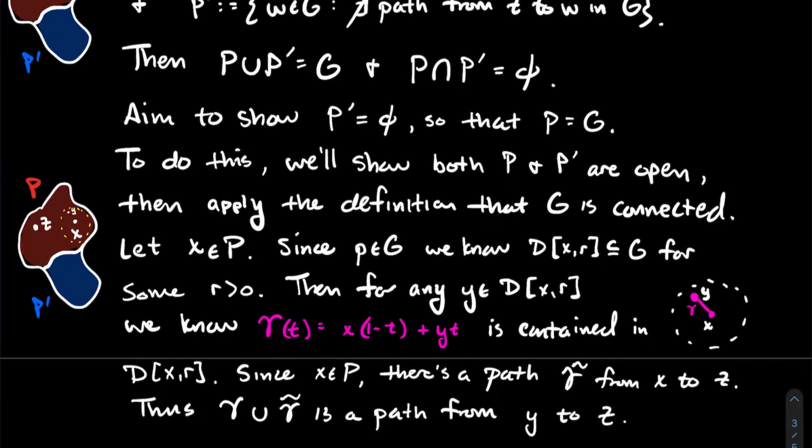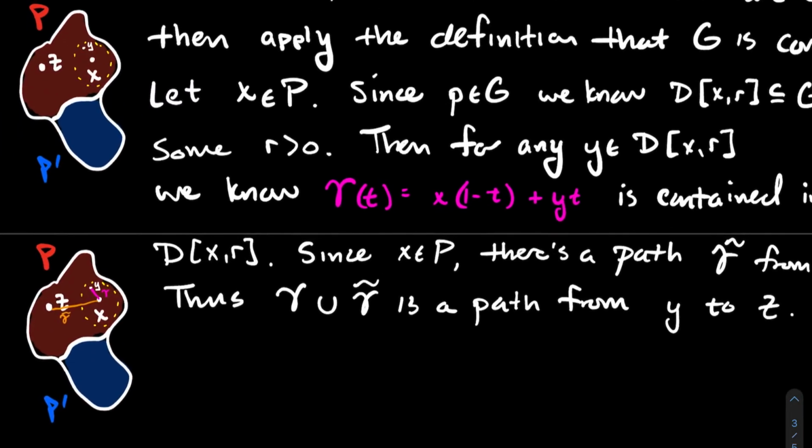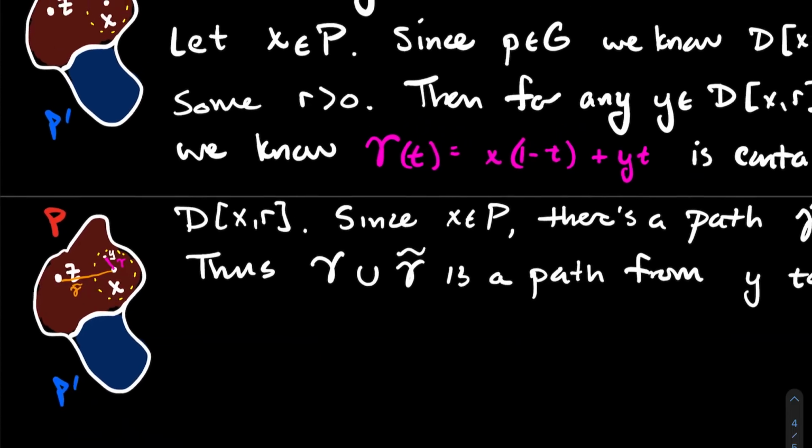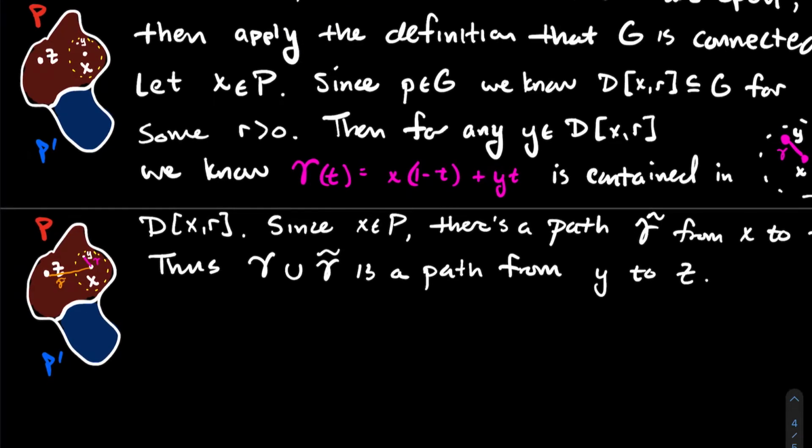And what should we do now? Let's just take the union or the concatenation, whatever you want to say, of gamma with gamma tilde. That would be a path that connects y to x and then x to z. Therefore, that's a path that connects y to z. And so there's a picture there about what I'm trying to get at. I've got a way to get from any point inside that ball centered at x over to z. And so what that shows me then is that y itself is an element of P then. So since y, there should be a y there, I'm not sure where it went.